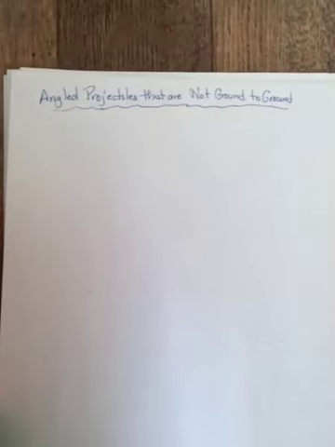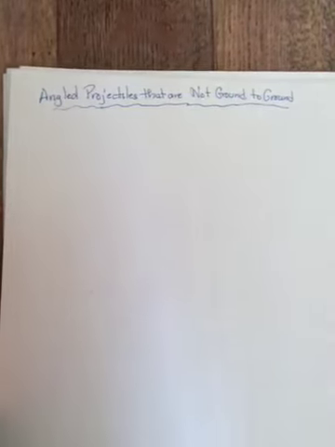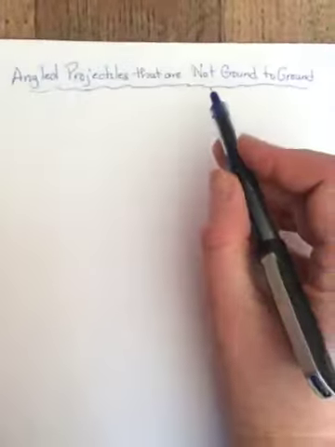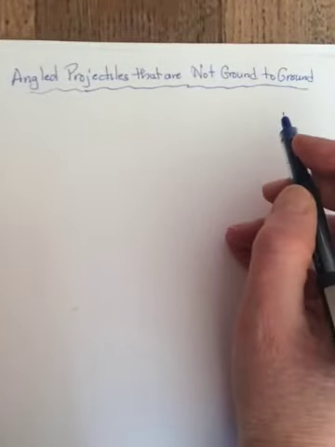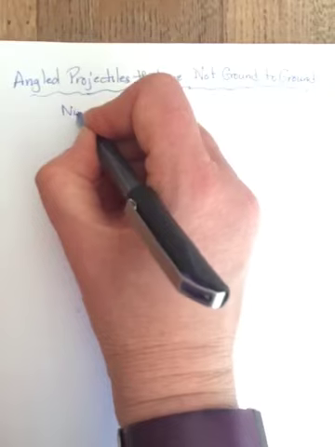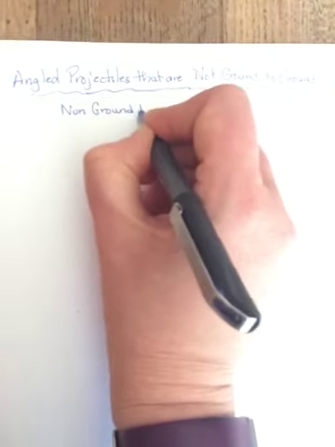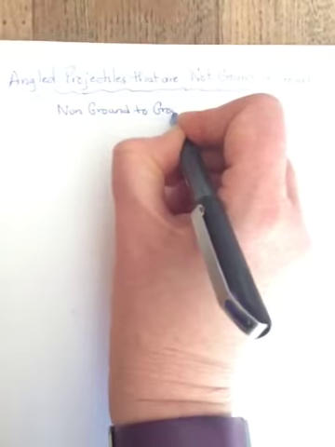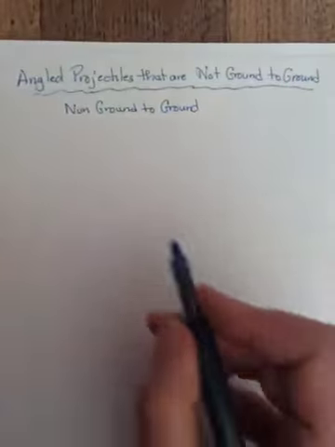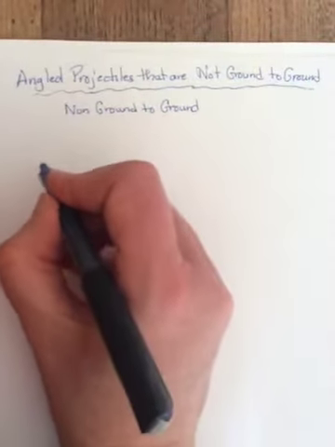All right, it's time to look at the last type of projectiles, which are still under the category of angled projectiles, but these ones don't end up back at the same level where they started. So they are brilliantly called non-ground to ground angled projectiles. You'll often hear them called non-ground to ground. All that means is that they end up either above or below where they started, and it could be either one.